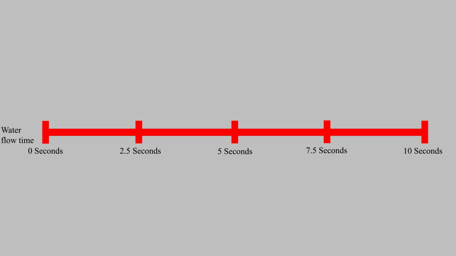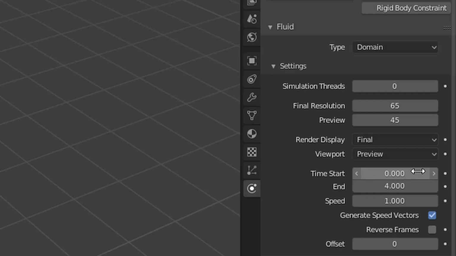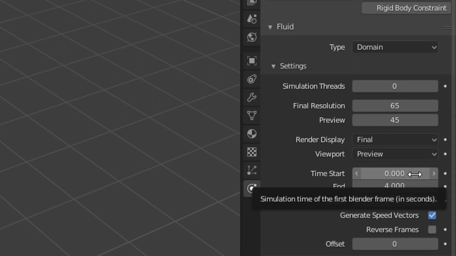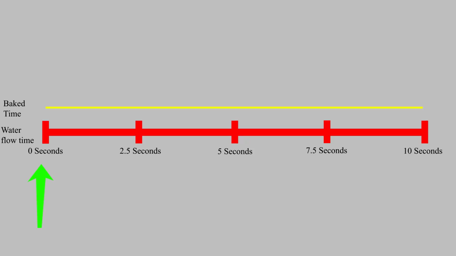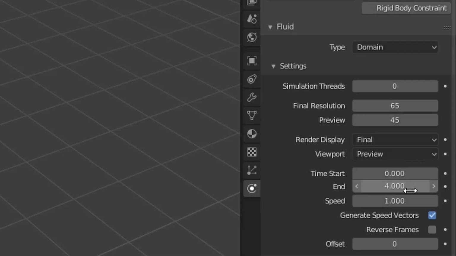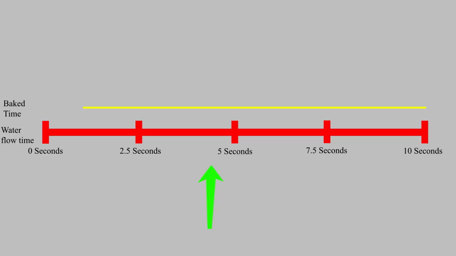Here is a timeline of a 10-second water animation. Now, if you look at the default values for the simulation, the time start is set to 0. That means your simulation will start at this point, 0 seconds. If it was 1, the simulation would start at 1 second. The default end time is 4, right here. This means that your simulation, no matter how many frames it is, will end once the simulation time has reached 4 seconds. If it was 5, it would end after 5 seconds, etc., etc.